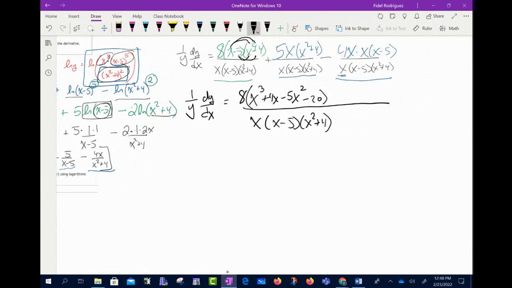All right, we're going to do the same thing over here. Let's multiply this 5x times both those pieces. So 5x times x squared. Everybody agree that's a 5x to the third? And 5x times 4, that looks like a 20x.